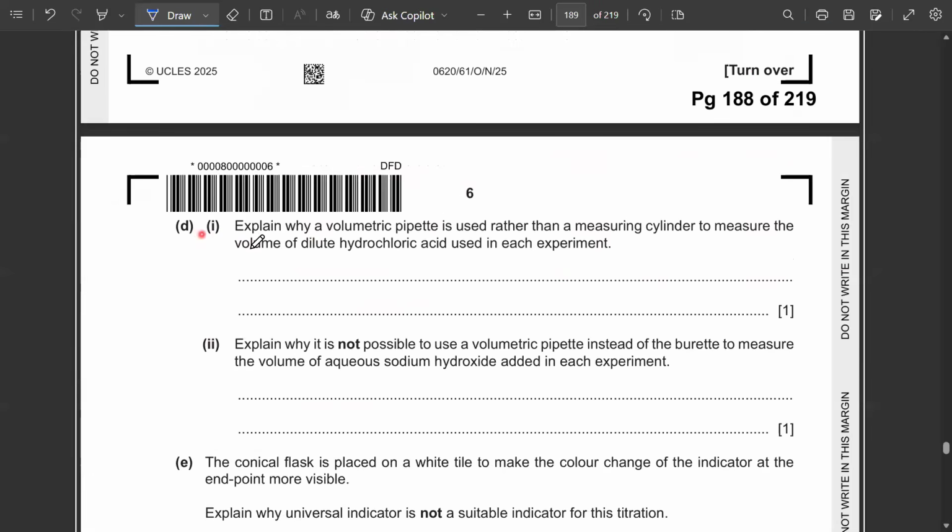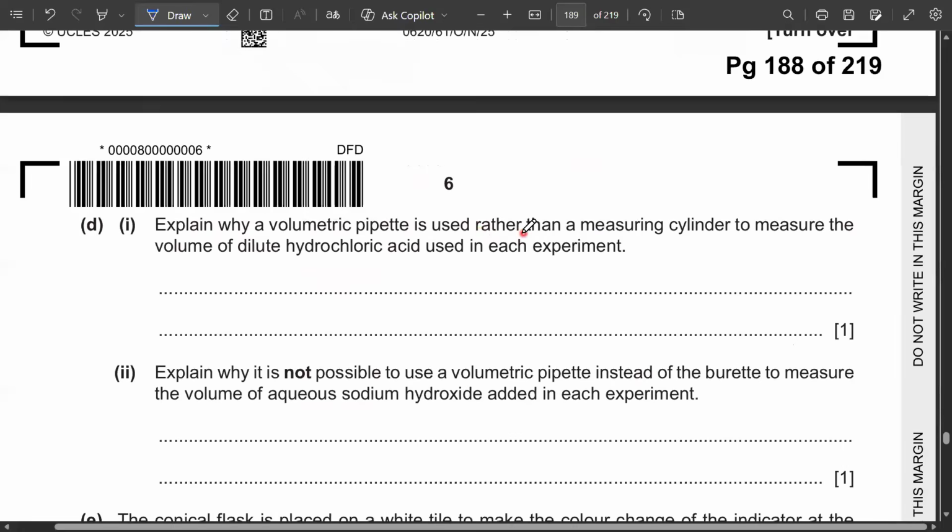Now the D part. Explain why a volumetric pipette is used rather than a measuring cylinder to measure the volume of the dilute hydrochloric acid used in each experiment. We have already performed this question before. You are familiar now that volumetric pipettes are always more accurate than the measuring cylinder. Accuracy of the pipette is greater. So that's what you write here. Volumetric pipette is more accurate than measuring cylinder.